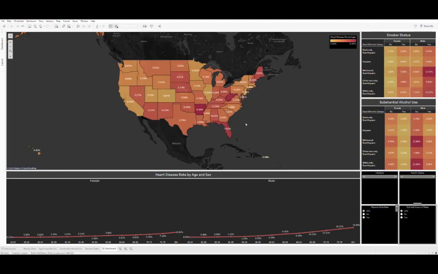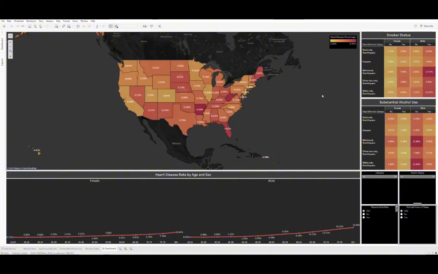Next, let's take a look at demographic patterns. On the right-hand side, you can see populations broken down by ethnic groups and whether they smoke or drink. Let's start by taking a look at the smoking status breakdown.